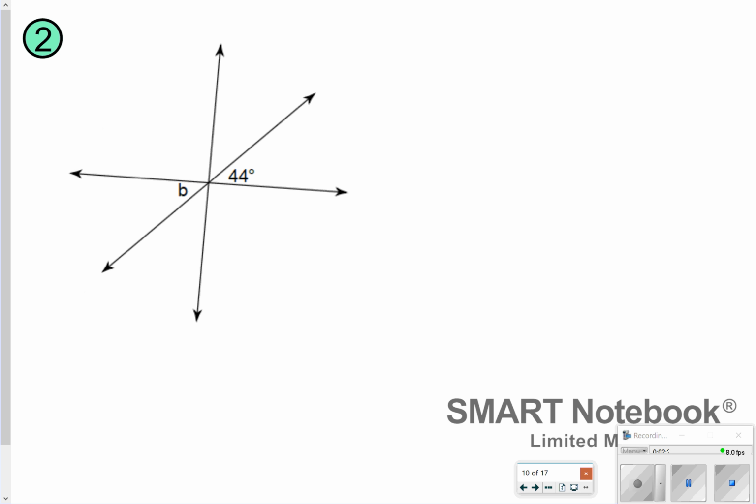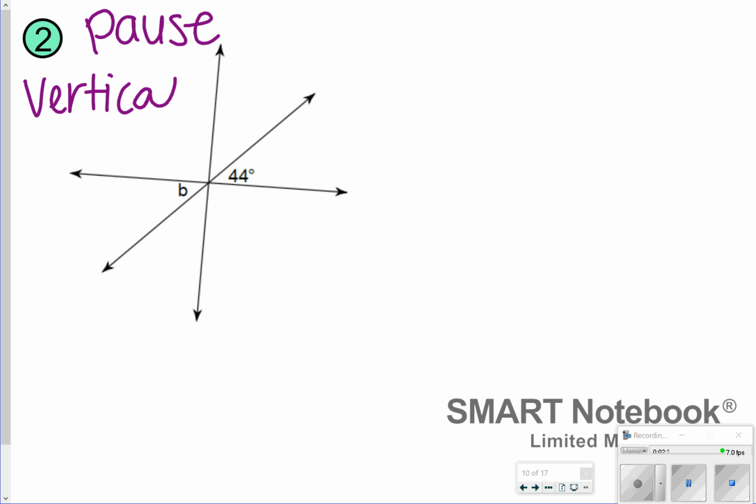Again, in number 2, let's go ahead and try this one. You might need to look back at your notes to see what type of angle these are. Let's pause so you can try this one by yourself, and then click play when you're ready to check. Before you started this one, you should have realized that these are vertical angles, and vertical angles are always equal, so b is equal to 44. Pretty simple.